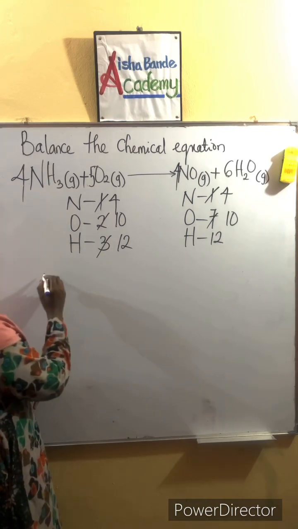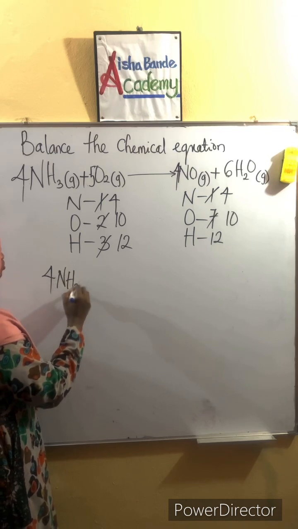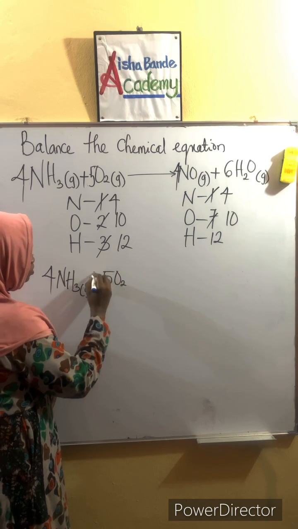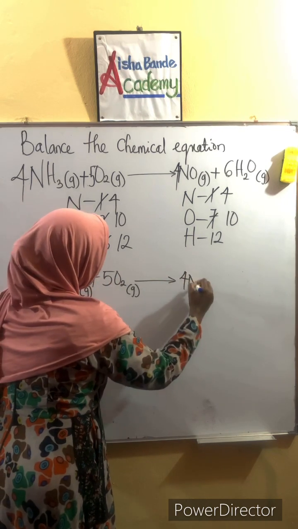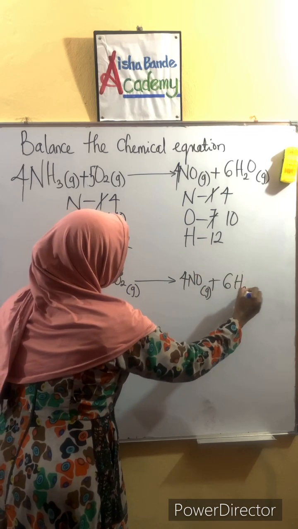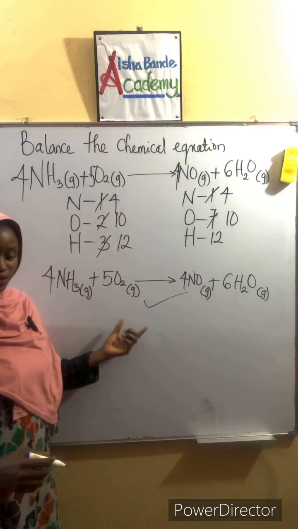So at the end of the day, the balanced chemical equation is 4NH3 plus 5O2, which produces 4NO plus 6H2O. So this is the balanced chemical equation.